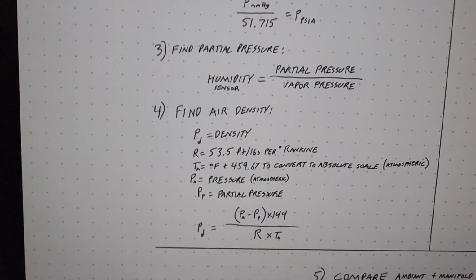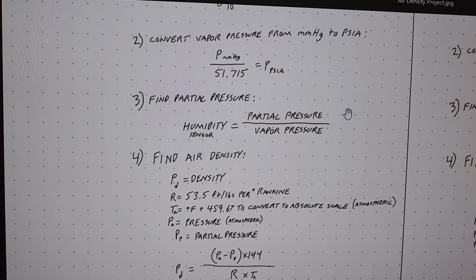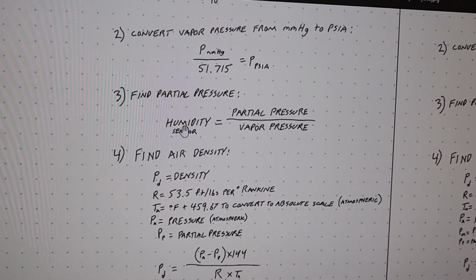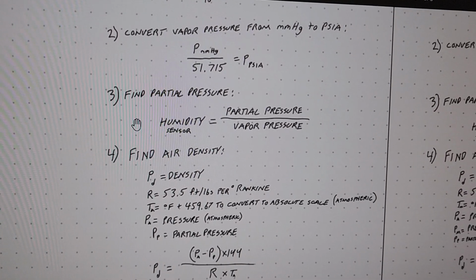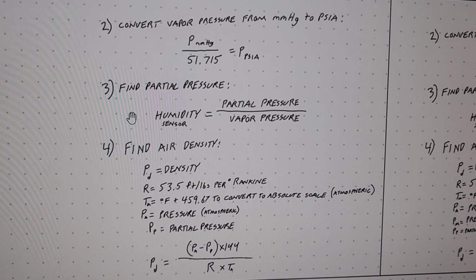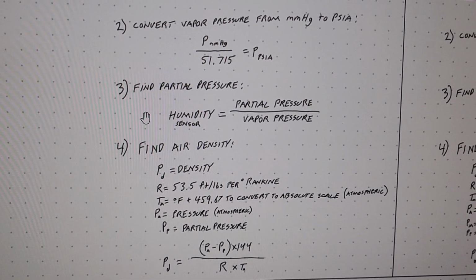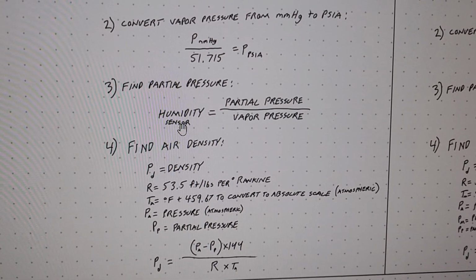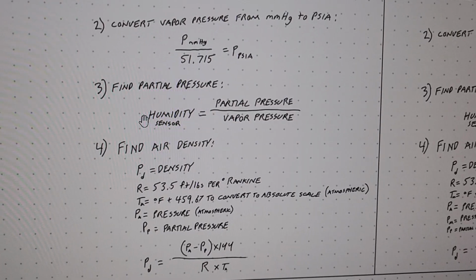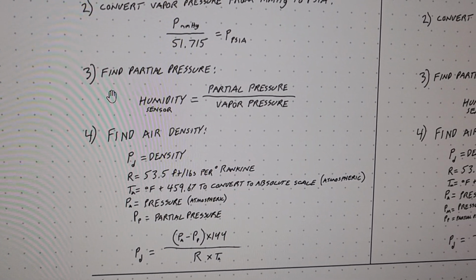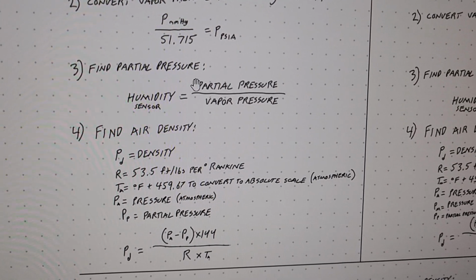Okay? Let me scroll this down. Then you're going to find your partial pressure. And this is going to be, ignore some of this stuff. I'm doing some programming and actually building a component that I can use this to do live data in my truck. So ignore some of the sensor and stuff like that. This will do the same thing, just basically a point in time versus live data. So you're going to do partial pressure divided by vapor pressure.